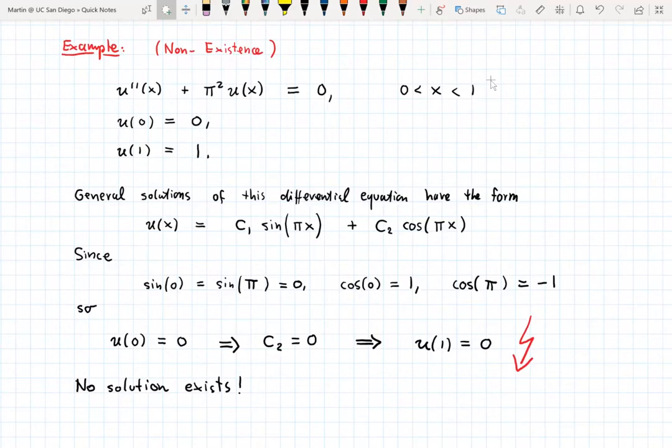And so we see that on the one hand, the sine function has no contribution to the boundary values. c1 is not determined by the boundary values. But we see that c2 must be 0. Namely, if u at x equals 0 equals 0, then c2 must be 0. There must be no contribution by the cosine function. But that means that u of x is basically just a scaled sine function. And that scaled sine function, sine of pi times x, scaled with some constant c1, can never satisfy u of 1 equals 1. Consequently, no solution exists. And consequently, this boundary value problem does not have any solution.